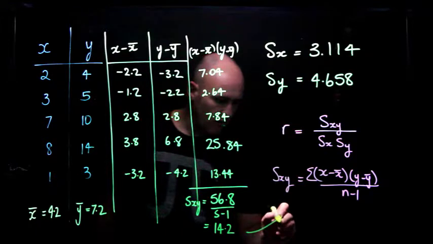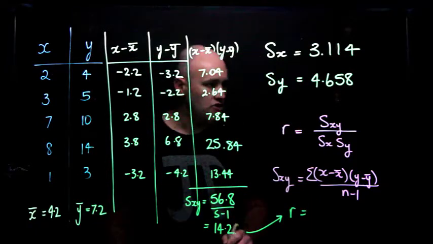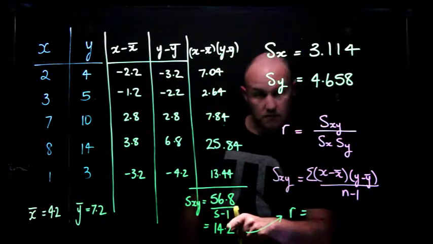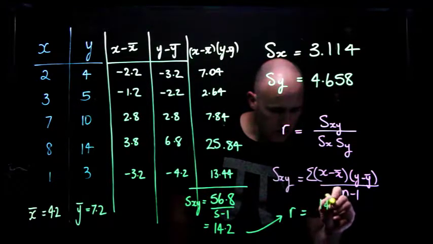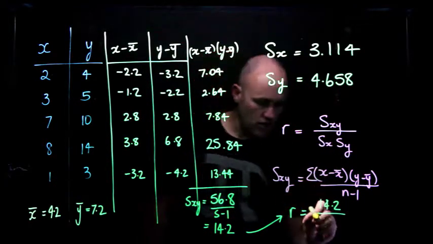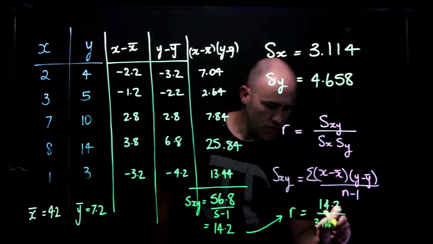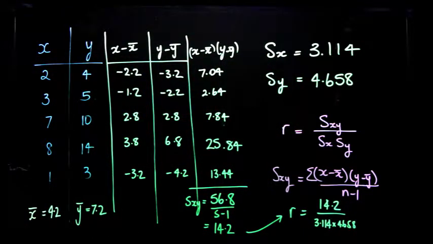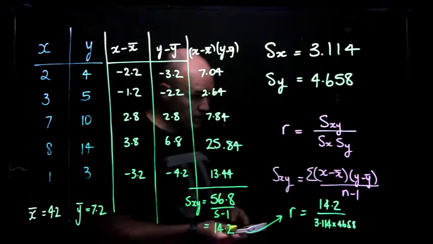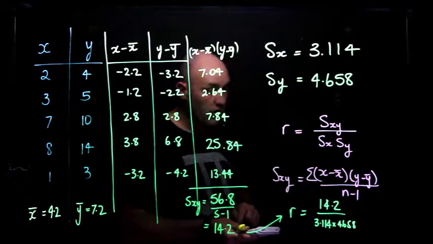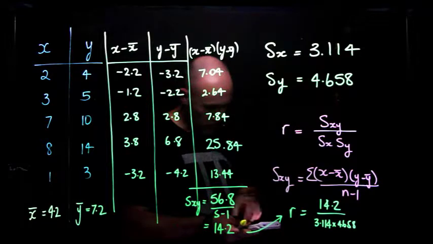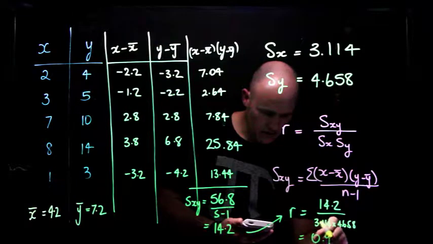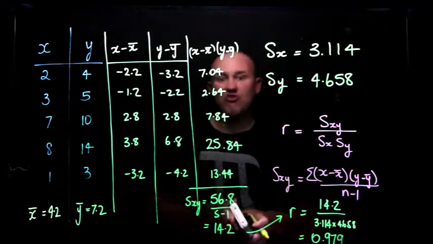And so now taking this value, my r value, my correlation coefficient, is sxy over sx times sy. So my sxy is 14.2 from here. I divide it by sx times sy, which is 3.114 times 4.658. Of course we'll put that one in our calculator. 14.2 divided by 3.114 times 4.658, and that is equal to 0.979.